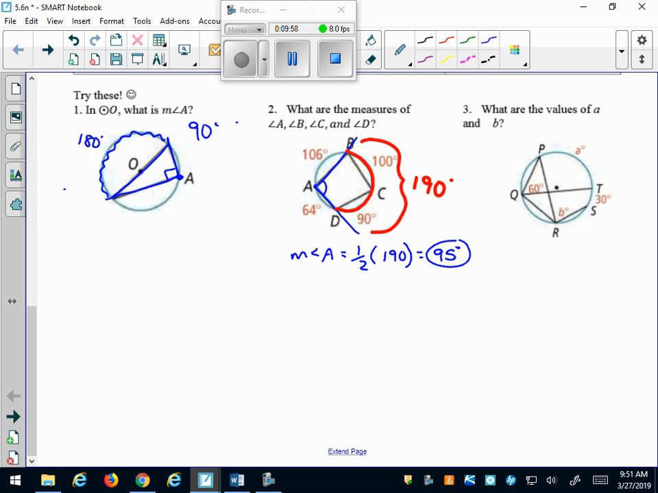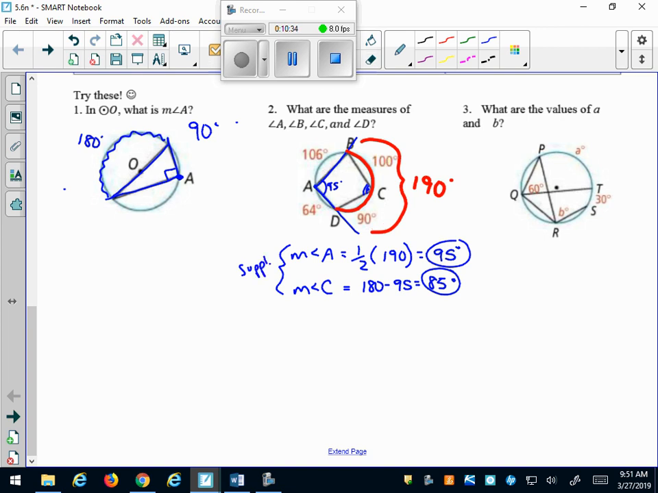Now, we could do the same exact process to find the measure of angle C. Add the two arcs together, cut them in half. But think about corollary 3. The angles across from each other, the opposite angles, are going to be supplementary. So if A is 95, C has to be supplementary to that. 180 minus 95. Because it's supplementary.